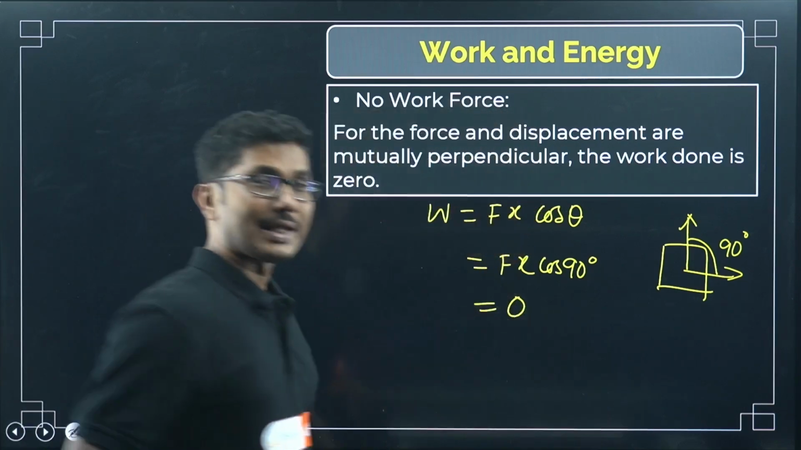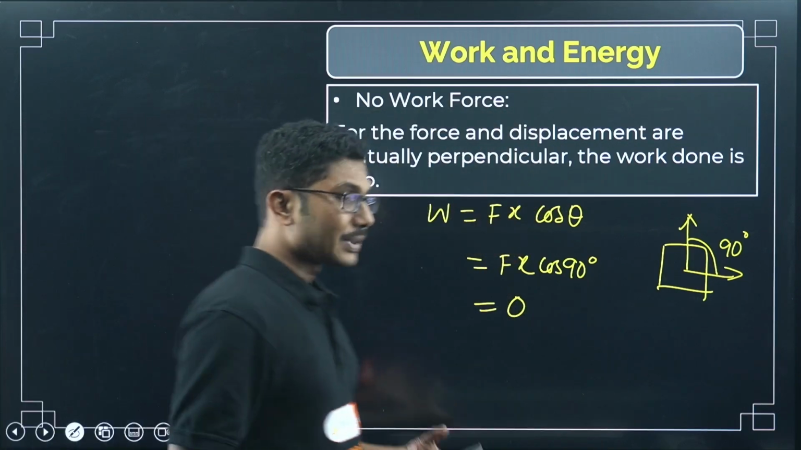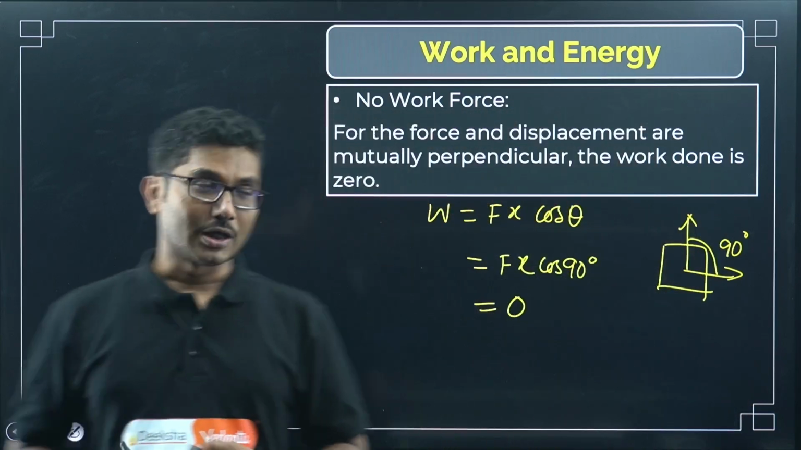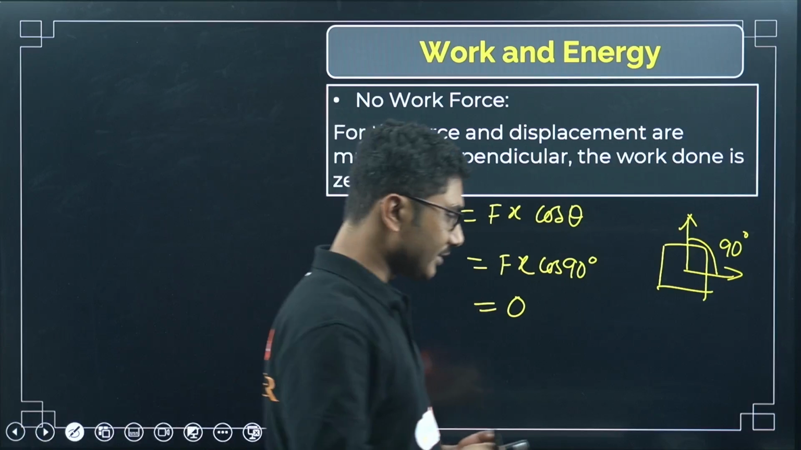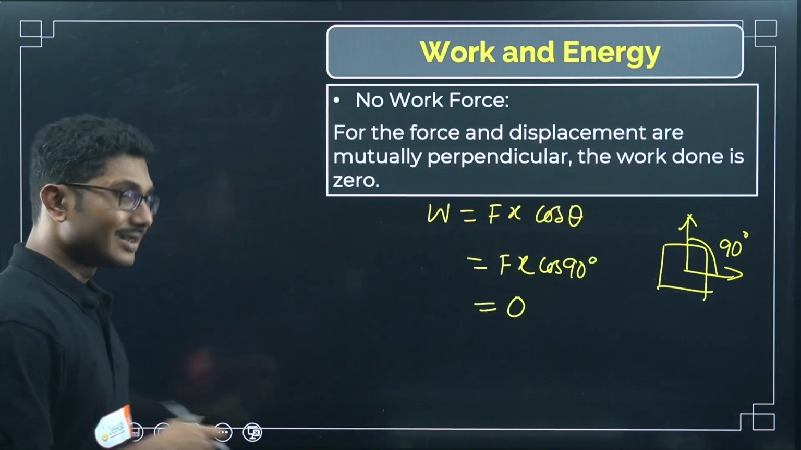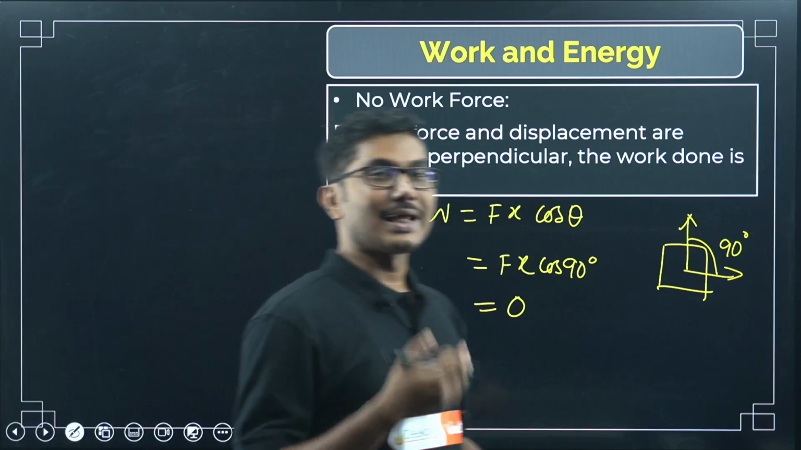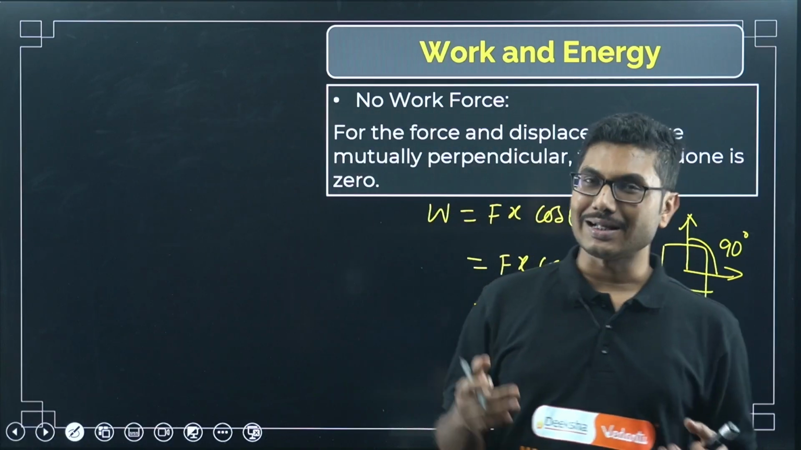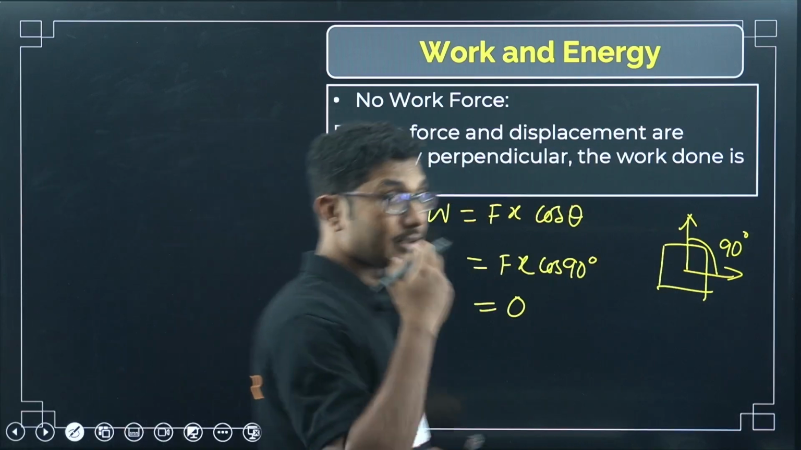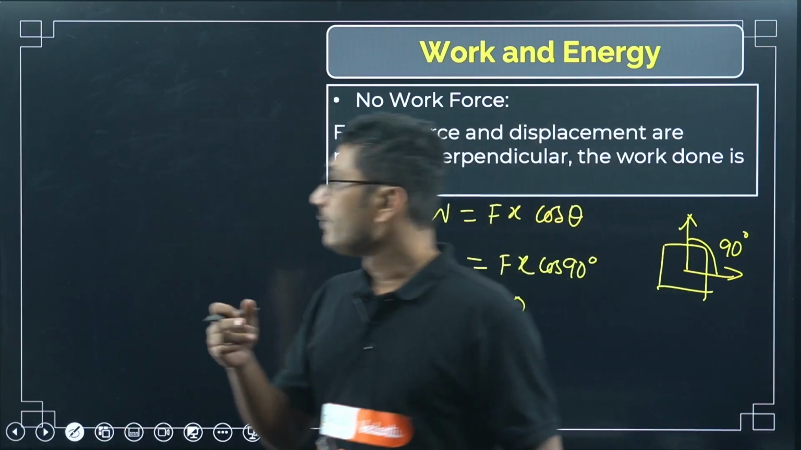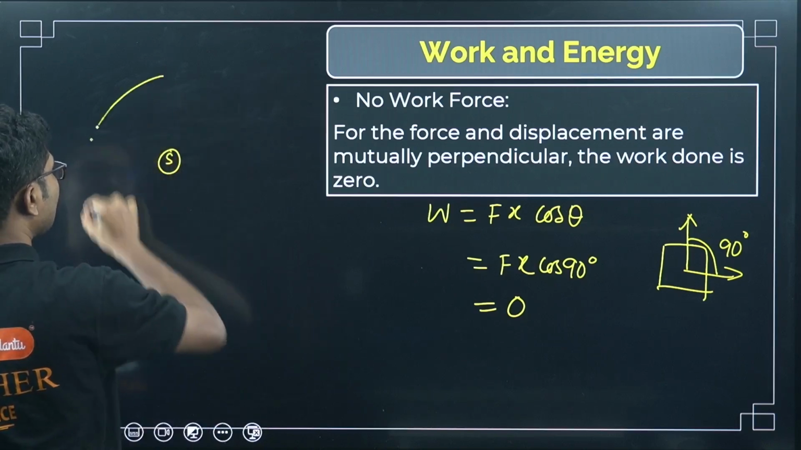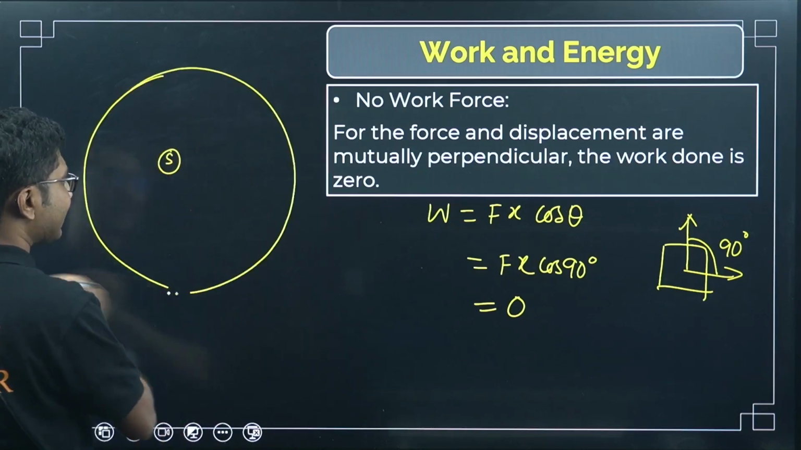There are very many popular examples. One person carrying a weight on his head and moving, like the coolie you see in railway stations, is actually applying a no work force. Similarly, the earth is rotating around the sun, and there is a gravitational attraction force between the earth and the sun. This gravitational attraction force is actually a no work force, because if you consider the motion of the earth around the sun, it is almost a circular orbit.